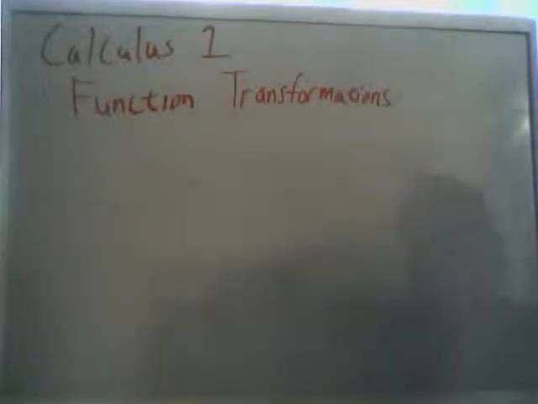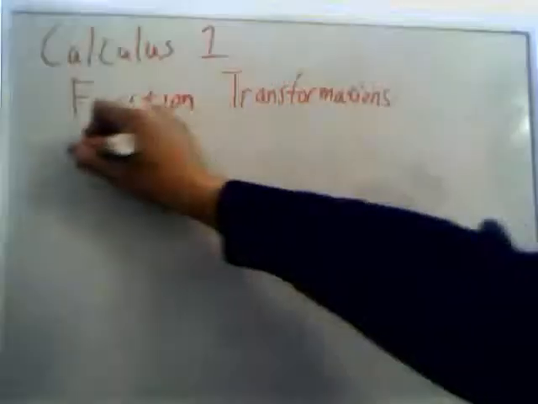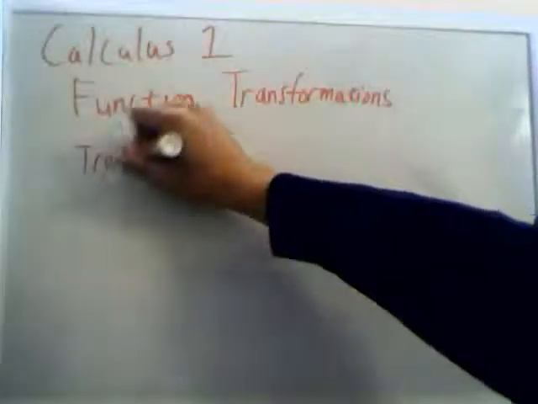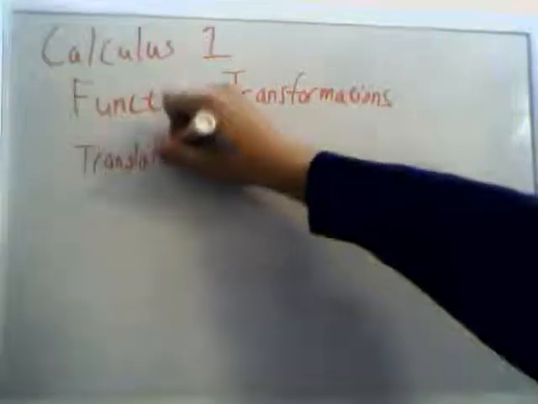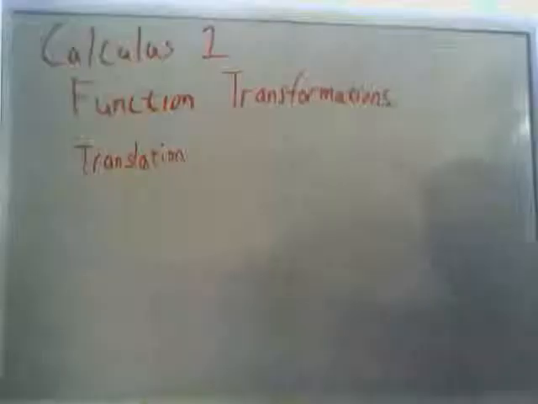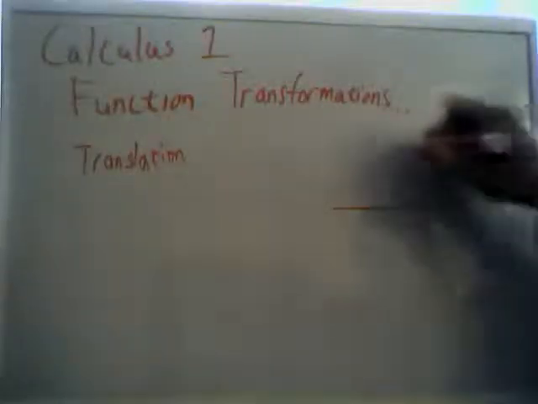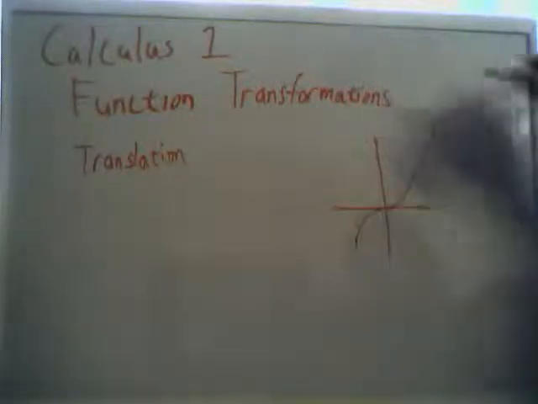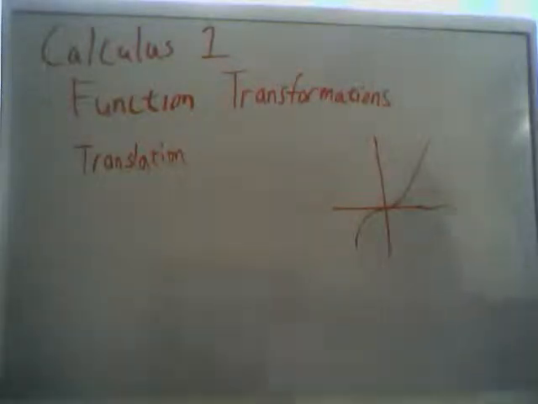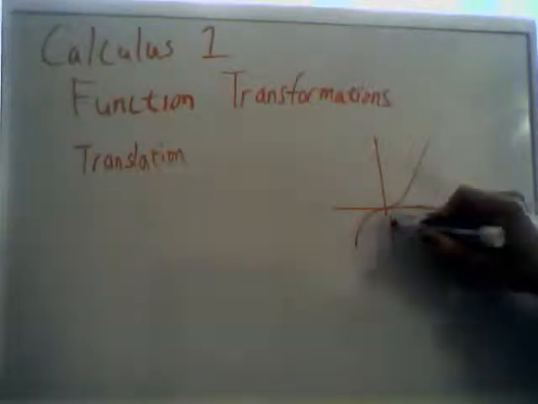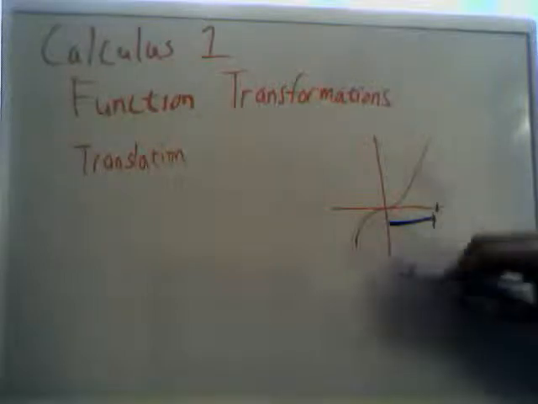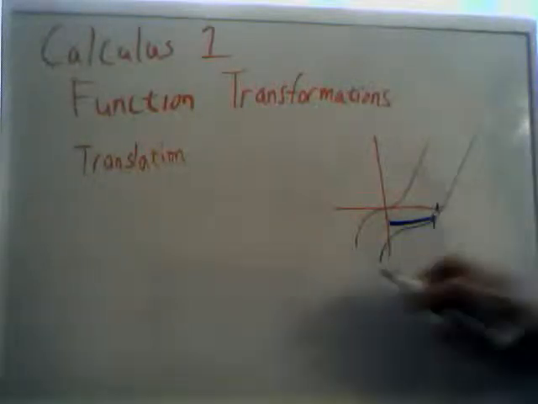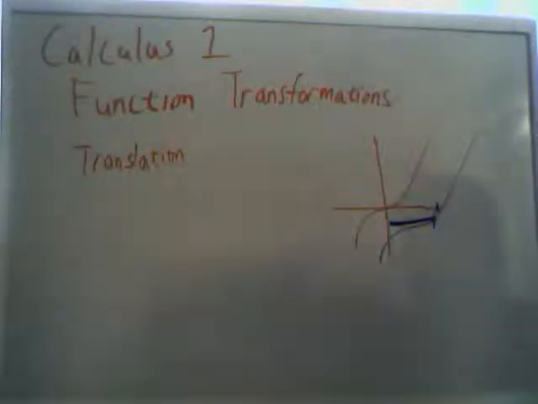The first type is translation. And a translation is basically a shift of the curve. Let's say you have a curve like this, just any generic curve, and if you wanted to translate it, let's say you wanted to translate it to the right, over here, then you simply just do this. So it's basically a parallel shift of the curve.